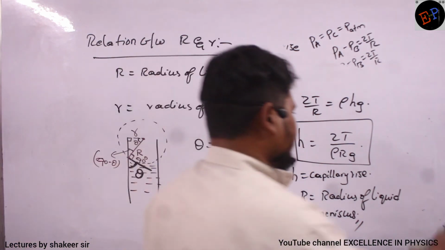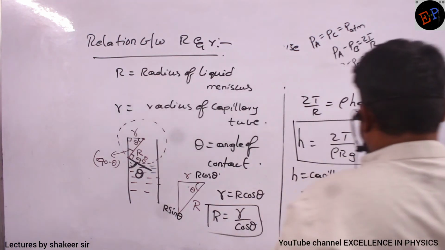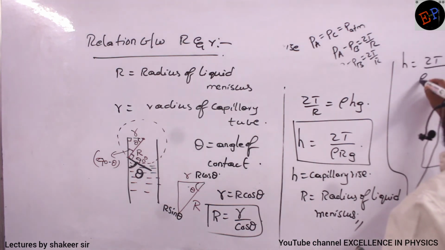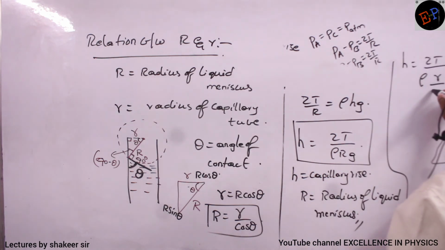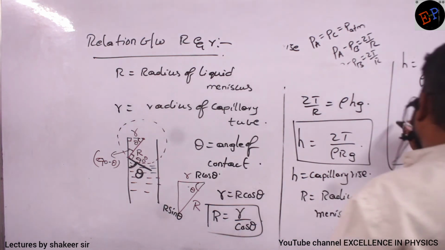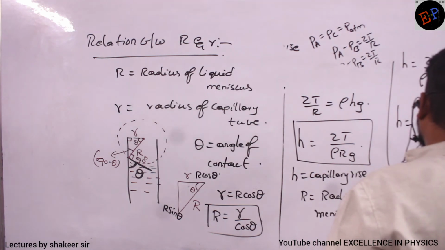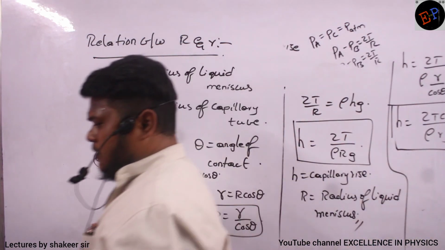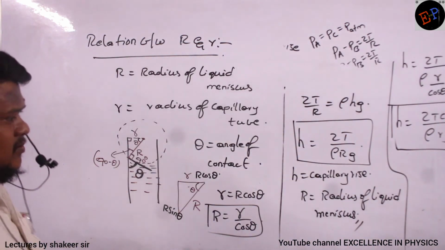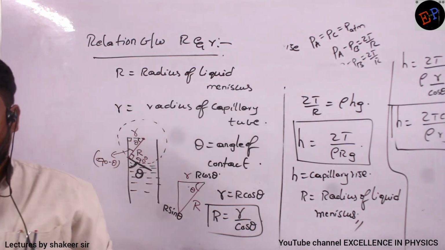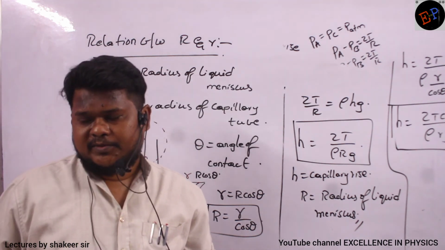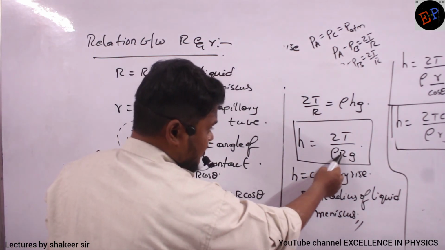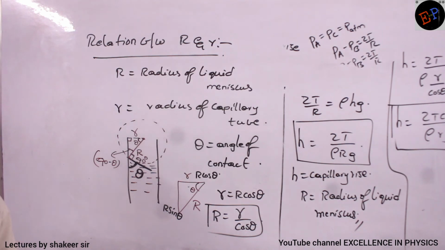Are you able to understand? So therefore, now what I will get? h is equal to 2T divided by rho. Instead of capital R, I can write r by cos theta, multiplied by g. So h is equal to 2T cos theta divided by rho small r into g. This is my formula. So this is my second formula to calculate capillary rise or capillary fall in a test tube. Is it clear? One formula is in terms of capital R. One formula is in terms of small r.